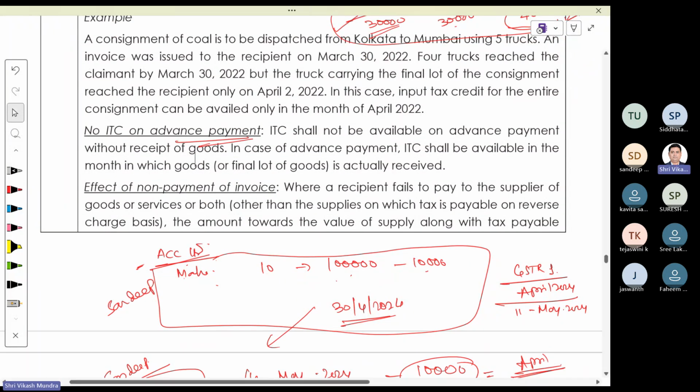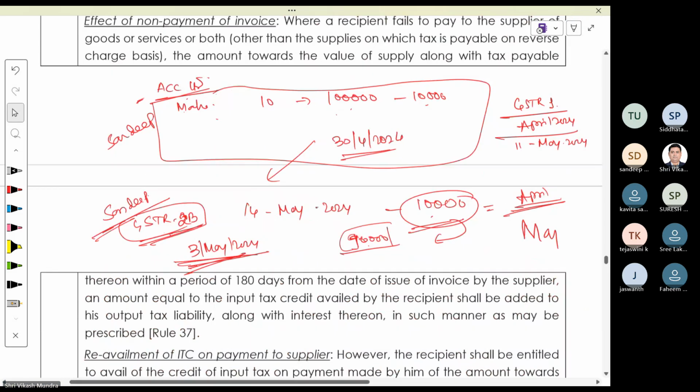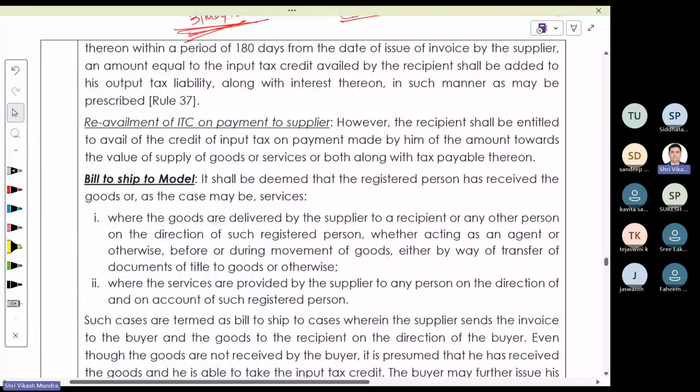Furthermore, one more criteria is that if you bought certain items, claim ITC on it, all requirements are fulfilled, but you fail to make the payment to your supplier within 180 days, then your ITC is required to be reversed. However, whenever you make the payment to your supplier, your ITC is again available to you. Bill to ship to we already discussed.